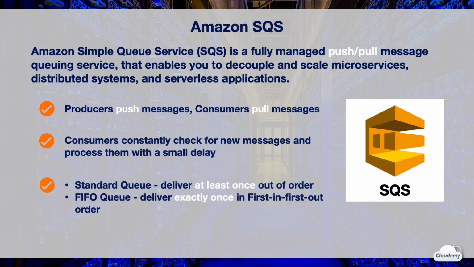There are two types of SQS queues, standard queues and FIFO queues. A standard queue delivers messages at least once. It makes the best effort to preserve the order of messages, but more than one copy of a message might be delivered out of order. A FIFO queue delivers messages exactly once, always in the first in first out order.